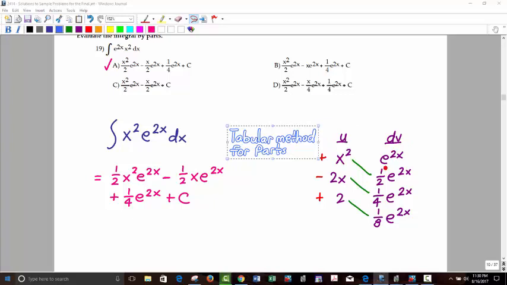Now, the dv is e to the 2x. Be careful here that you're taking the antiderivative of e to the 2x, not the derivative. That's a common mistake I see people make, they'll go from e to the 2x to 2e to the 2x here instead of 1/2. So basically, you're multiplying every one of these by 1/2. So you get 1/2, and then 1/4, 1/8, and then you connect the lines this way.